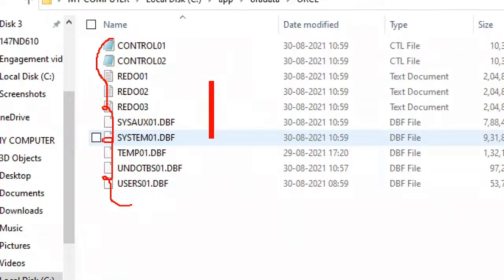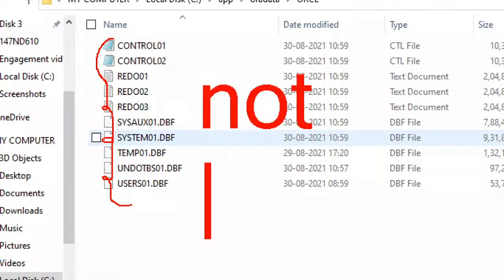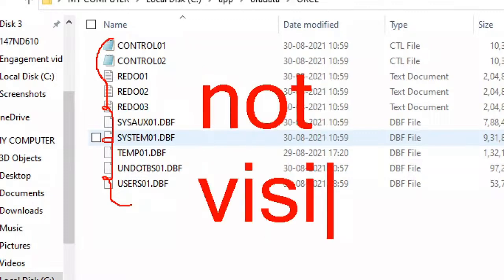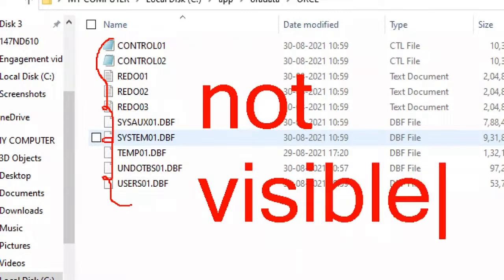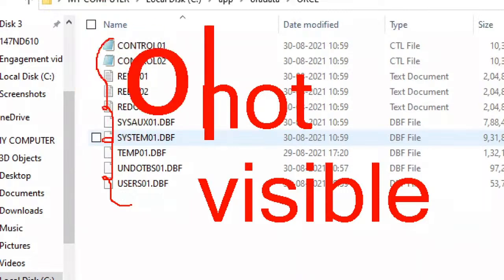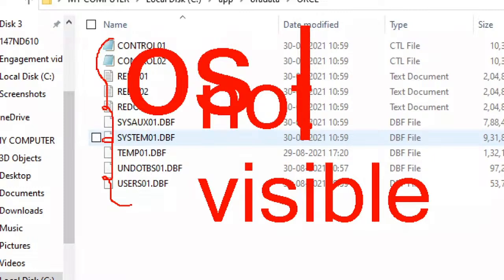But unfortunately, here, Z is the table I'm giving. Is that table visible in the operating system or not visible? Very good. Not visible. You are observing or not? This is not visible. That's why a structure which is not visible in the operating system, the OS, is called a logical structure.